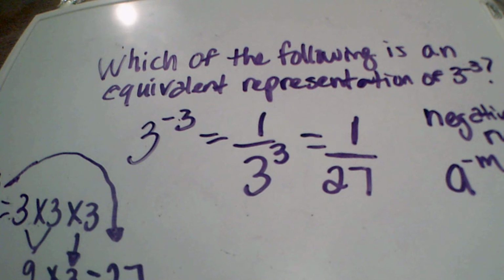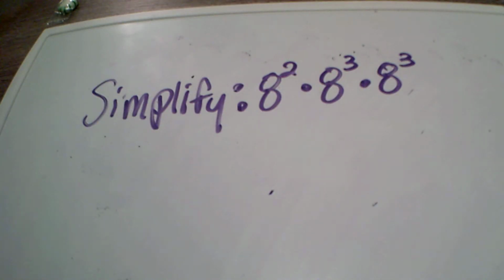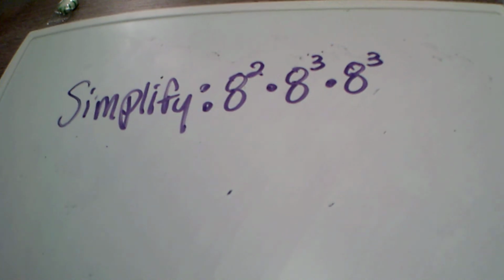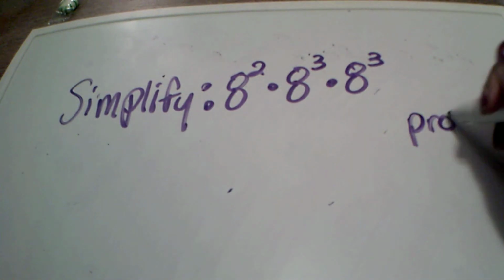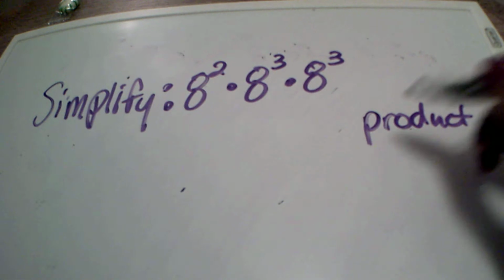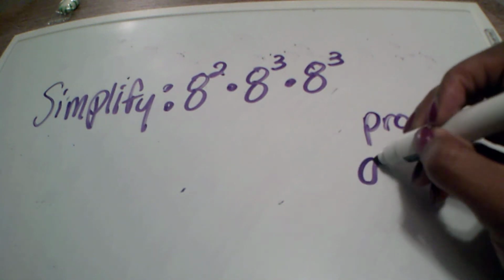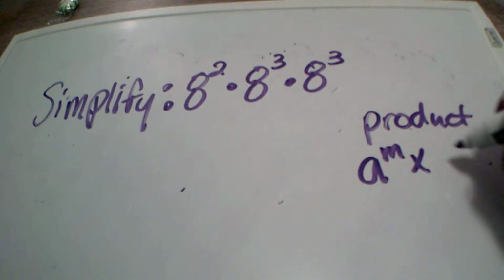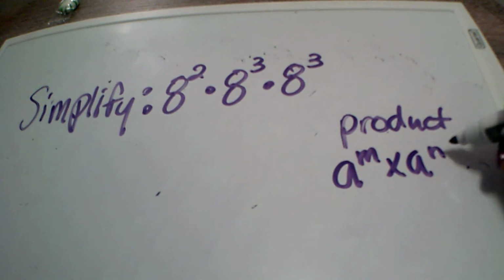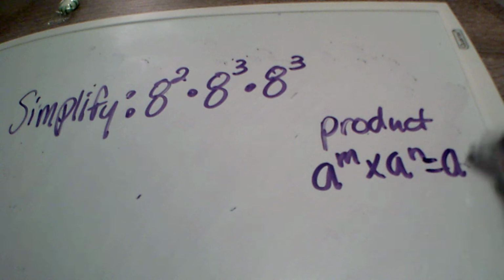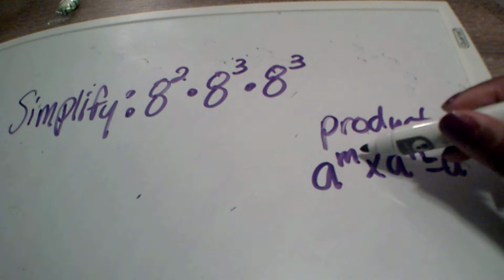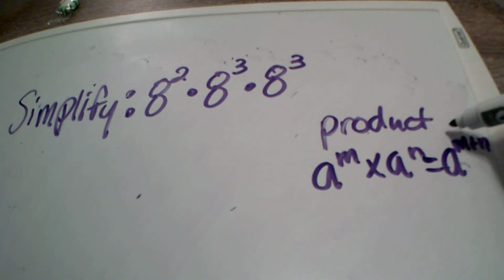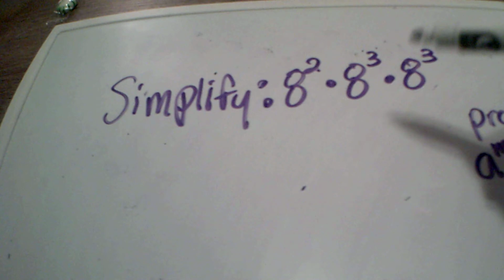Alright, number 9 was simplify 8 to the second power times 8 to the third power times 8 to the third power. This is the product rule, and the product rule says what? You have a to the m power times a to the n power. You must add the exponents: a to the m power times a to the n power equals a to the m plus n. So that's what we have to do. We have to add our exponents.